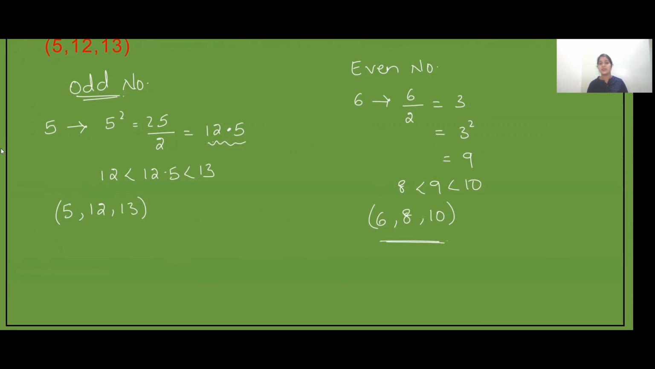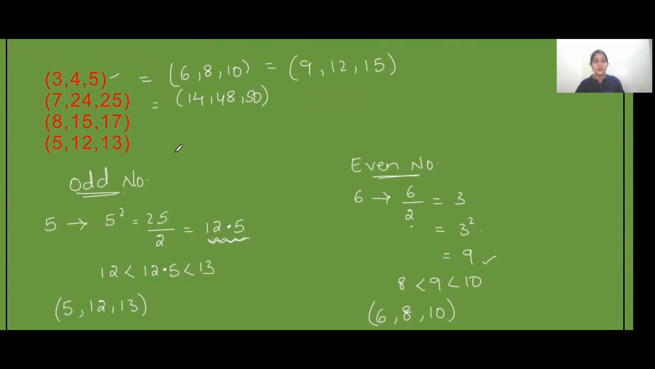So this is one Pythagorean triplet set. For the even number technique, just take the number, divide by 2 first, then square it, and you'll get the answer. The numbers before and after it form the set of the Pythagorean triplet. Whereas with an odd number, first square the odd number, then divide by 2, and you'll get a decimal value for sure. The numbers before and after it become the Pythagorean triplet. Hope you understood how to get the Pythagorean triplets for an even number and for an odd number.